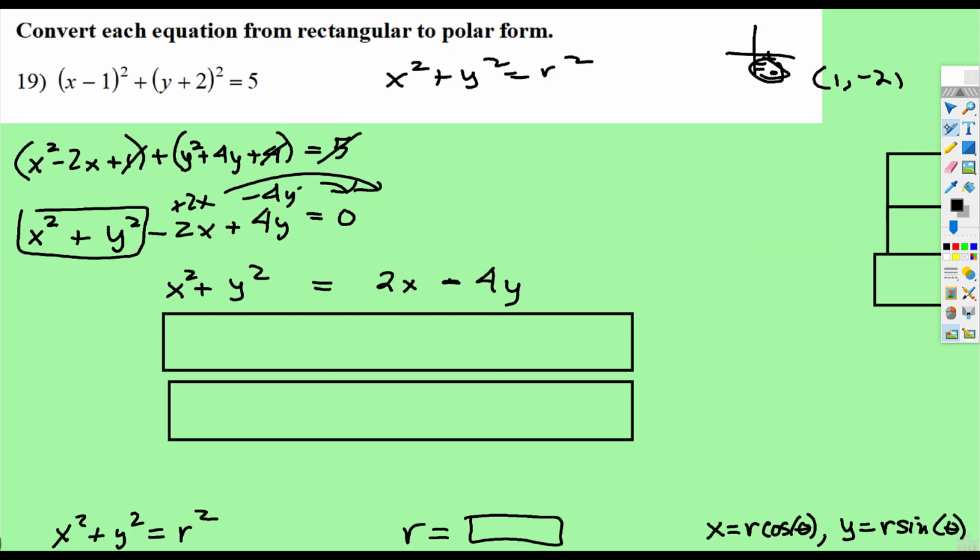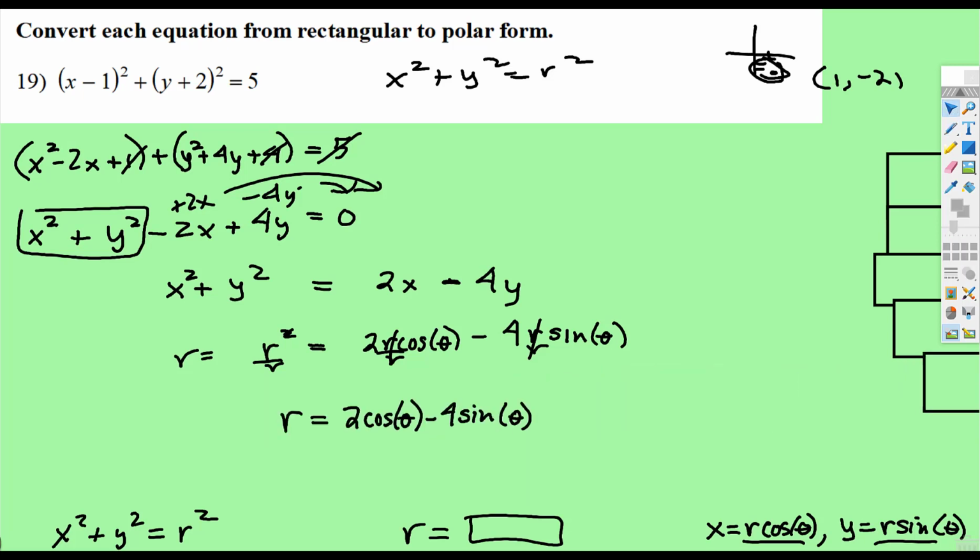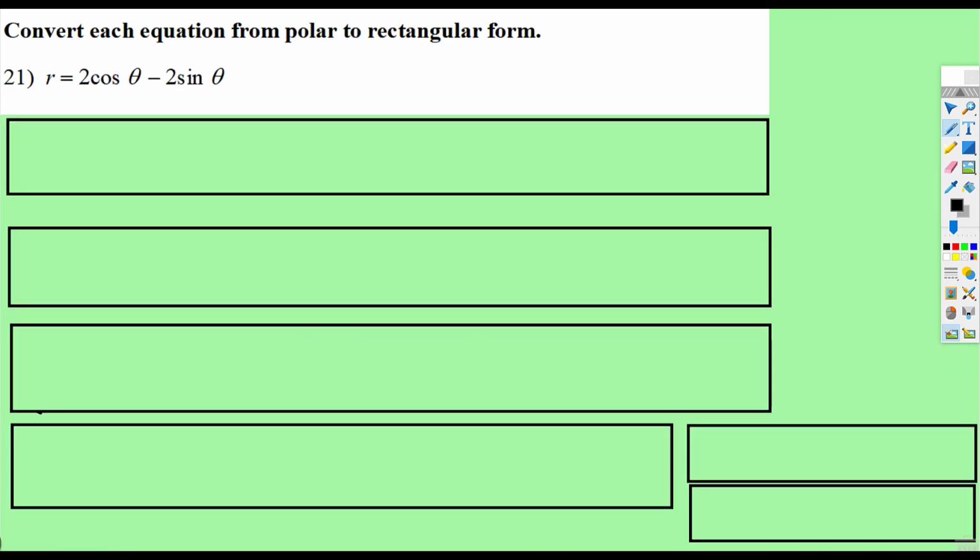And now I can convert all of the x's to r cosine theta and the y's to r sine theta. And the x squared plus y squared is equal to r squared. So let's see, we want to get r by itself. So if right here I divide everything by r, that cancels, and that cancels to just r. Hold on. Yes, I do want to do that. I almost started working backwards, almost started converting it back to x's. All right, so now what we have is r is equal to 2 cosine theta, subtract 4 sine theta, and you're finished. Let's try going the other direction.